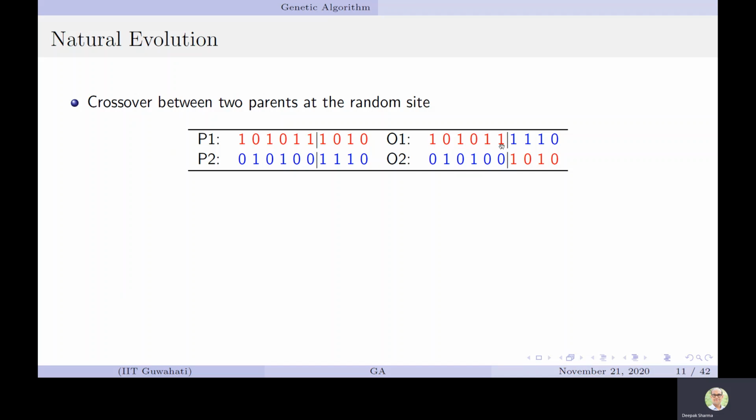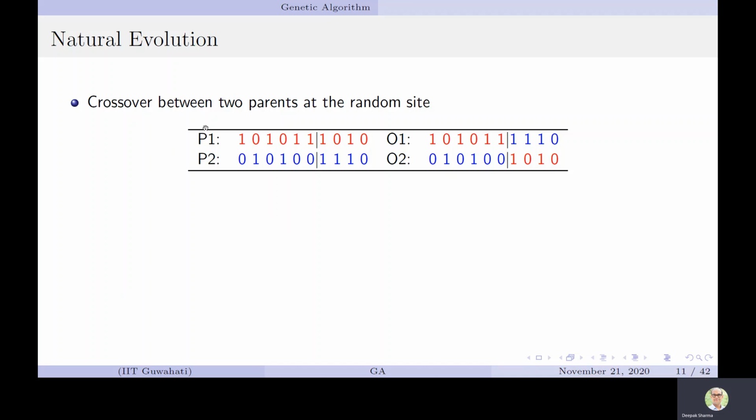So first these strings will be red and after the line blue. Similarly for O2, we have blue color and after the vertical line we have red color. So this concept is the crossover, as we have understood, a biological phenomenon. As and when there is a crossover between two parents, there is an offspring and the offspring always has the properties of their parents. And the similar phenomenon we have simulated by using this random site and swapping the tail only.